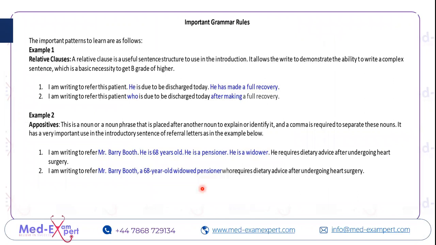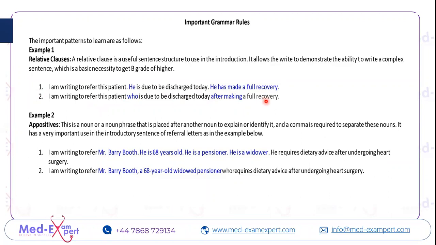Now we have some of the grammar rules here. For example, we have a sentence: I'm writing to refer this patient. He is due to be discharged today. He has made a full recovery. So instead of writing such simple statements, just combine it: I'm writing to refer this patient who is due to be discharged today after making a full recovery.